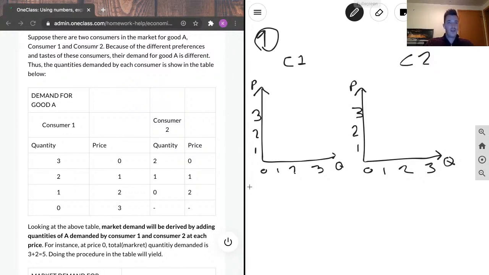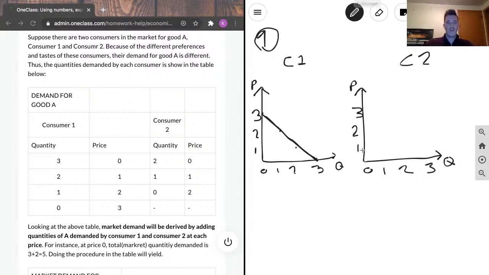So for this first consumer, let me try that again. When the price is 0, the quantity demanded is 3. When the price is 1, the quantity demanded is 2. Price is 2, quantity demanded is 1. And price is 3, quantity demanded is 0. So their demand curve is going to look like this.